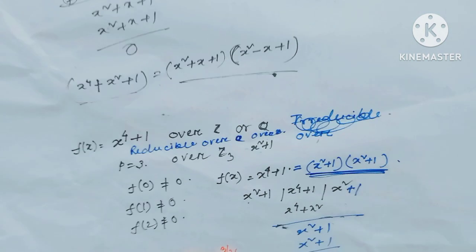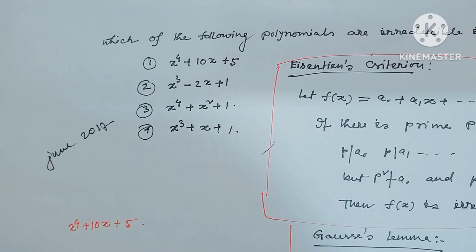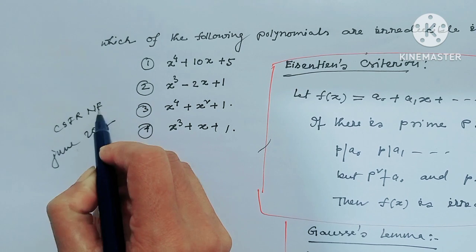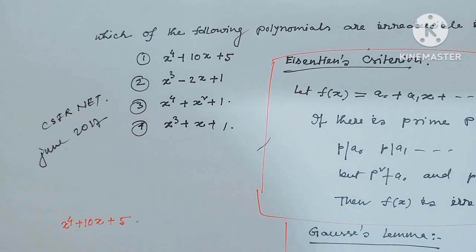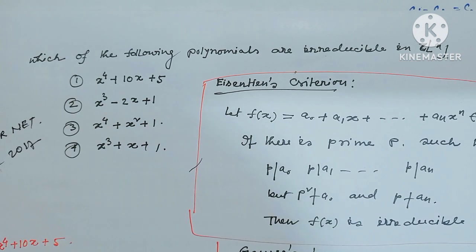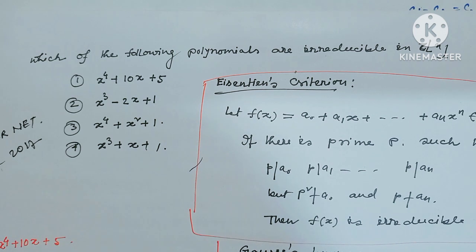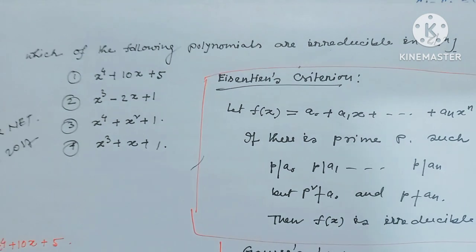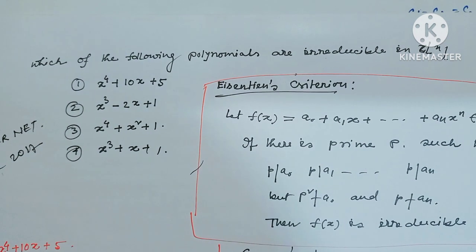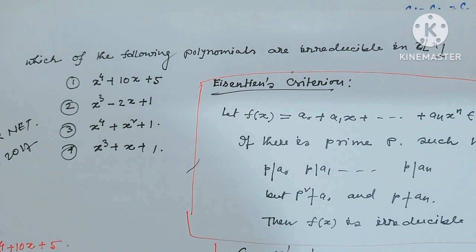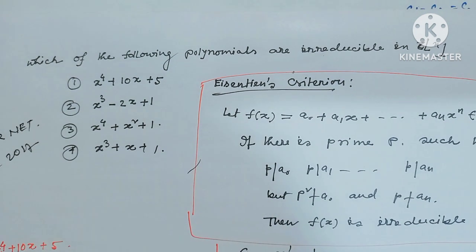Okay. Well, let's see one question which came in the CSIR NET June 2017 exam. The question is, which of the following polynomials are irreducible in Z[x]? Option 1, x to the power 4 plus 10x plus 5. Option 2, x cube minus 2x plus 1. Option 3, x to the power 4 plus x square plus 1. And option 4, x cube plus x plus 1.